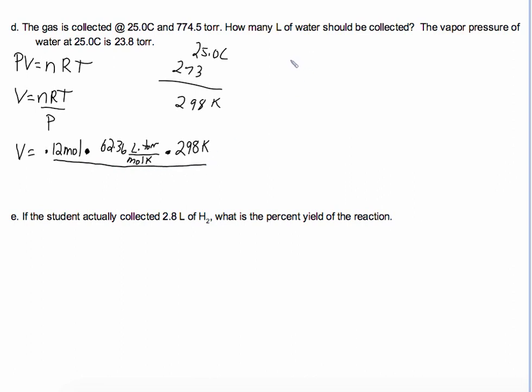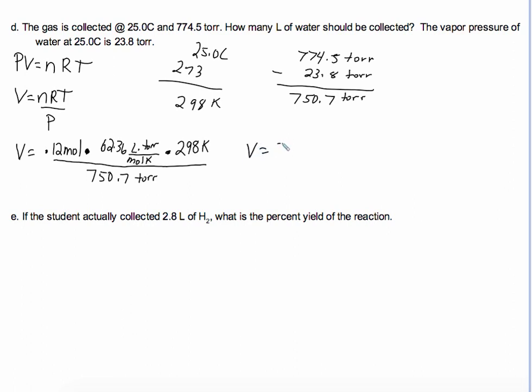But there's always one catch when you collect a gas over water, is you have to take the pressure that you collect the gas at, like in the lab, which is 774.5 torr, and you got to subtract the vapor pressure of water, which they're going to give you in the problem, which is 23.8 torr. Remember, with significant digits on subtracting, you go by decimal places, not by number of digits. So that's like 750.7 torr. That's the partial pressure of the hydrogen gas that you collect. Okay, so we take away the vapor pressure of water.